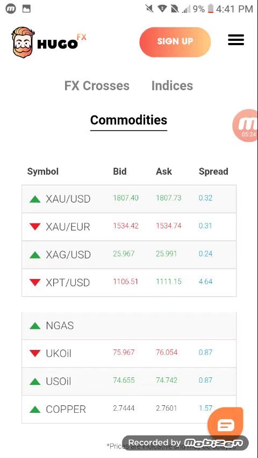I like to trade gold. Even their spreads are pretty big, 0.32, as you can see. You have XAG/USD, that's silver. Okay, you can trade silver. That spread's pretty big too. As far as the commodities, gold and stuff, the spreads are pretty big for gold.